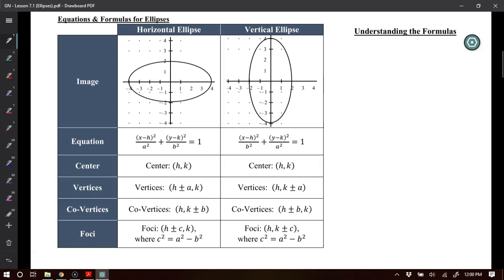The center is (h, k). Now, vertices, you have your formulas. For horizontal, (h plus or minus a, k). For vertical, (h, k plus or minus a). Same thing with co-vertices, and then you have the foci.